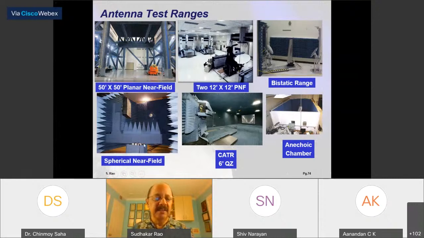Material qualification. Spherical near field, we need to test the omni type or low gain antennas. And compact range, we have a 6 foot quiet zone. So we do some pattern tests in the compact range and system level tests as well. And anechoic chamber to test the small antennas like feed horns, etc.